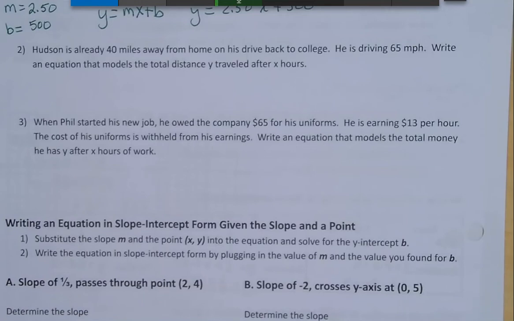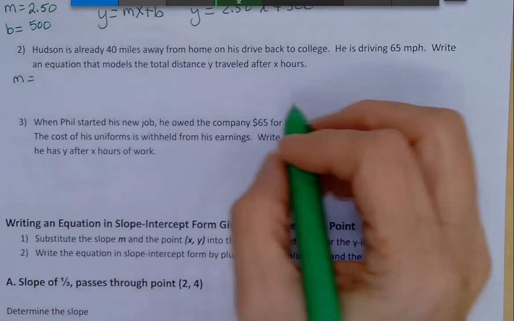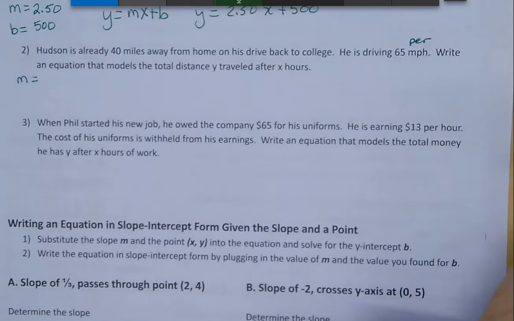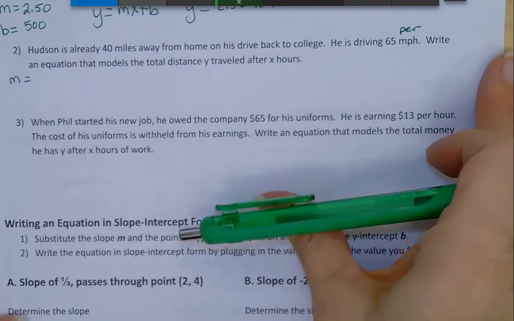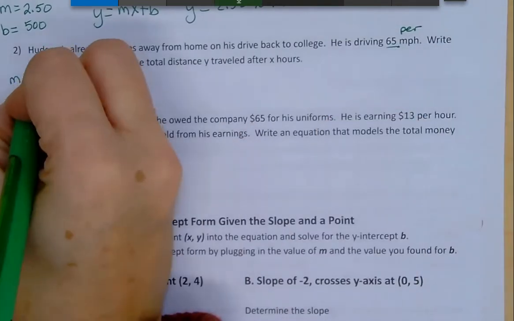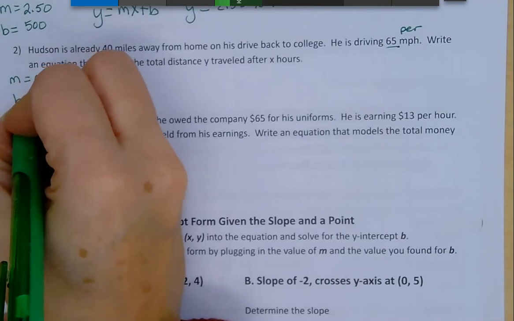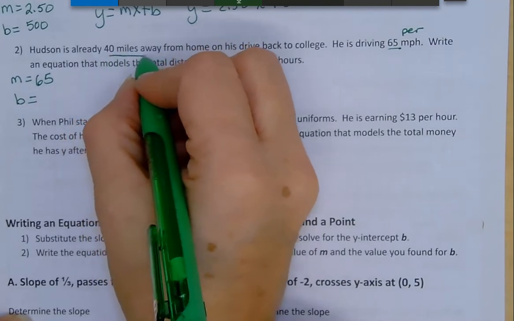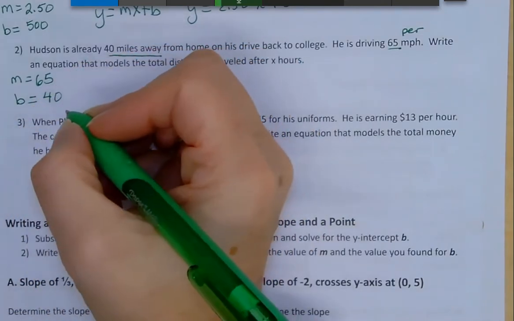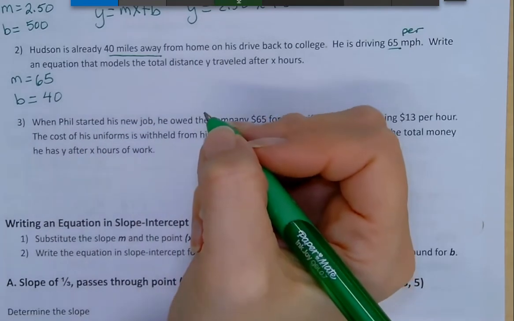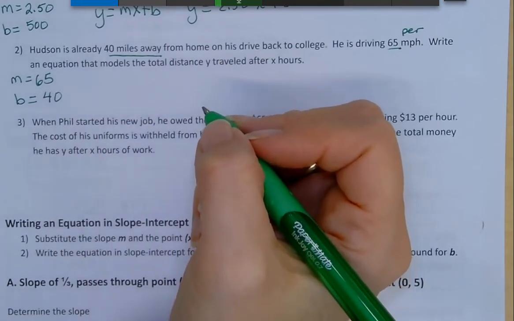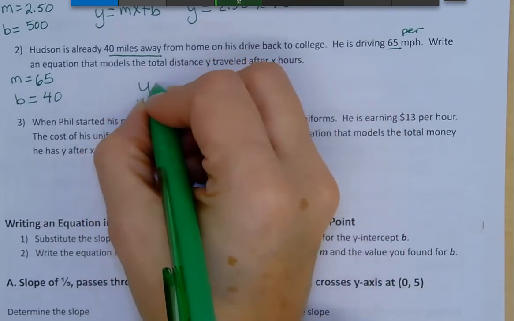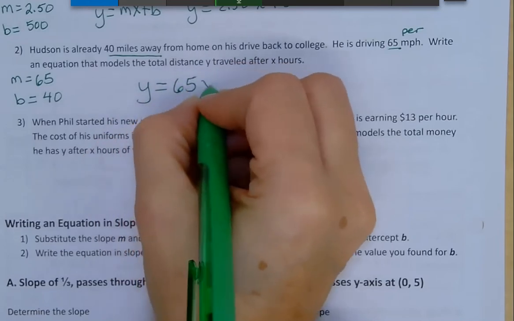So I do like to look for my rate first, and so I think to myself, he's driving 65 miles per hour, right? So we say it right when we say miles per hour. There's my rate. 65 is my rate. Okay, and the base amount that he starts with, he's starting 40 miles away from home, right? So he's starting at 40 miles away from home on his way back to college. I want to know total distance traveled after X amount of hours. So I know that would be Y equals MX plus B. So I'm going to say that's Y equals 65X plus 40.